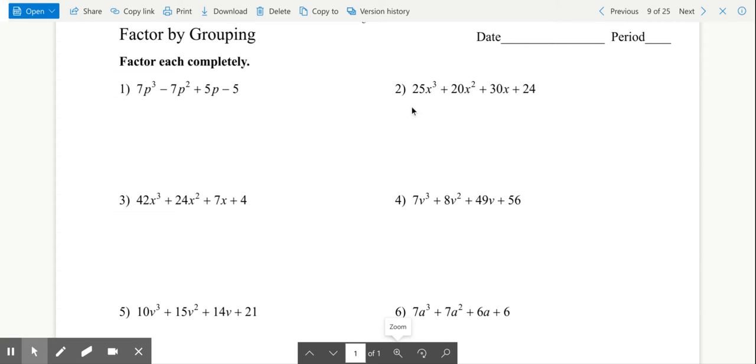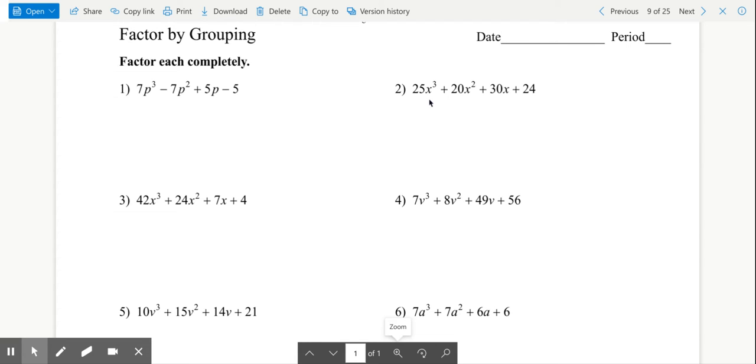So it's when you start with four terms. Notice in all of the previous questions with factoring, we've had three terms. With factor by grouping, we're going to have four terms. We start with four terms. A lot of times this will be for a third degree polynomial.